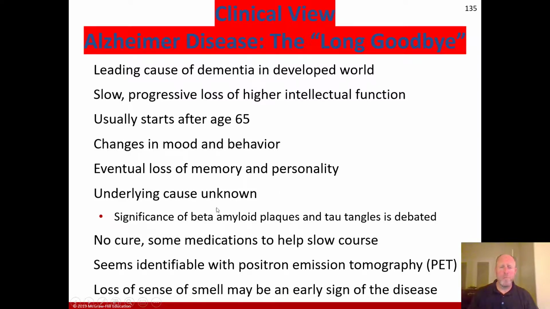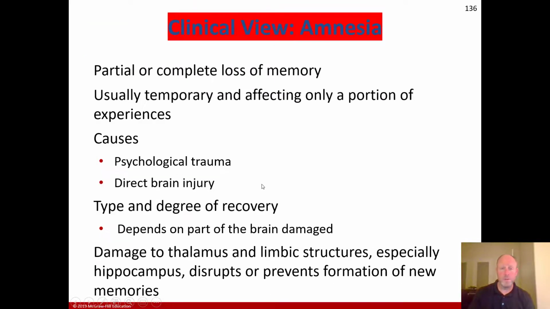That's something we'll talk about probably more in later units, and certainly more in higher levels of referring to neurological challenges. There is no cure. Some medications can help to slow the course. Some cases seem identifiable with positron emission tomography, the PET scan. And loss of sense of smell may be an early sign of the disease, not being able to smell things.